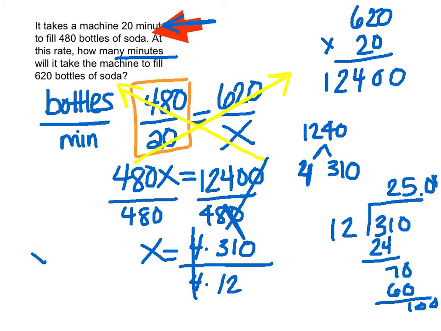Okay, so my x is equal to 25.08 something. Okay, well, what does that mean? If I have x equals 25.8, it really means that it takes a little over 25 minutes to fill 620 bottles of soda.